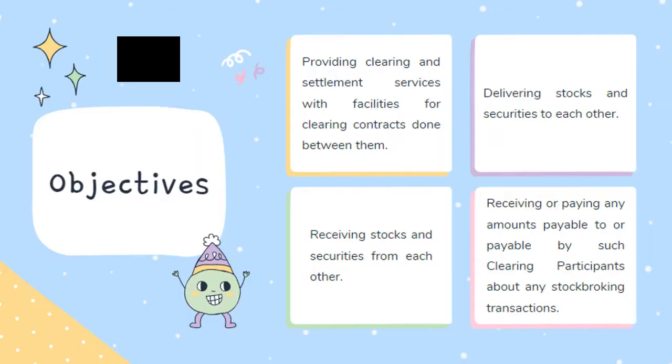So what are the objectives of BMSC? First is providing clearing and settlement services with facilities for clearing contracts done between them. Next is delivering stocks and securities to each other, and receiving stocks and securities from each other, and also receiving or paying any amounts payable by such clearing participants.